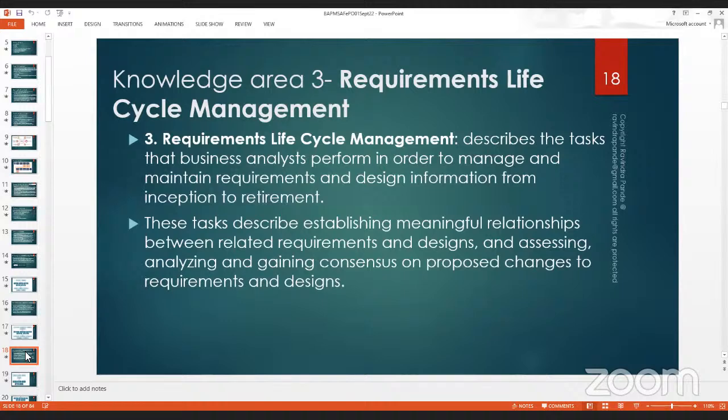That's why they say the complete life cycle of a requirement is from inception to retirement, with many phases in between. These tasks describe establishing meaningful relationships between related requirements. So we group the requirements also, and design. We normally process the requirement for designing, and for assessing, analyzing, and gaining consensus on proposed changes to the requirement and design. There are two ways to understand requirements: one for a development project, another for an enhancement project.